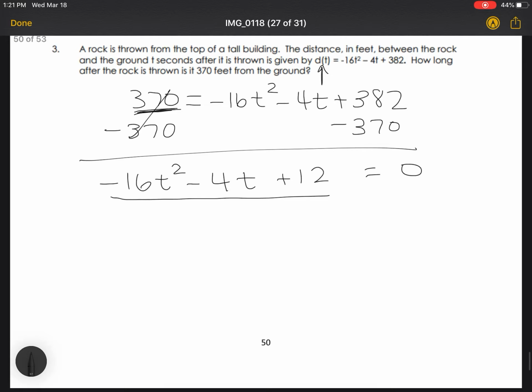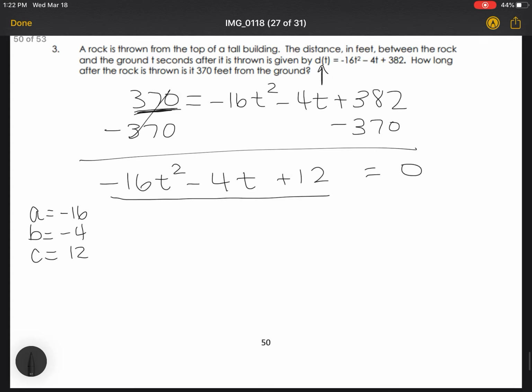Now that I have this in standard quadratic form, I'm not going to try and factor this. I'm not going to try completing the square. What I'm going to do is actually use the quadratic formula here. I can really easily find my a, b, and c values. A is going to be negative 16, B is going to be negative 4, C is going to be positive 12, and plug that into the quadratic formula.